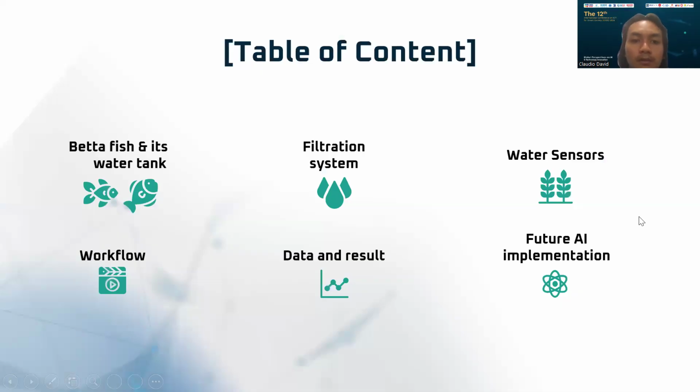So, the table of contents that we are going to cover is about betta fish, its water tank, the filtration system, water sensors, workflow, data and results, and the future AI implementation.